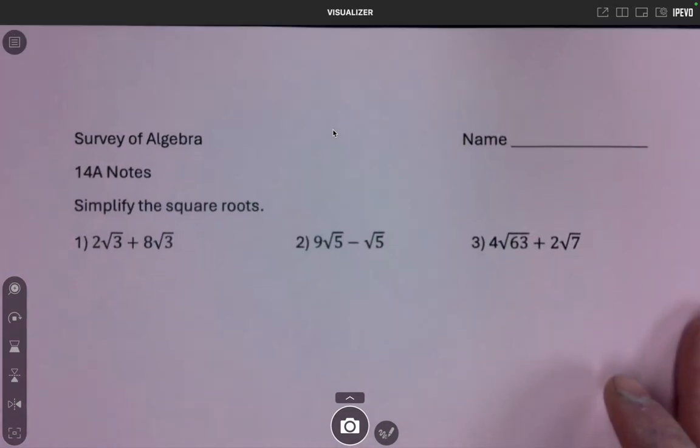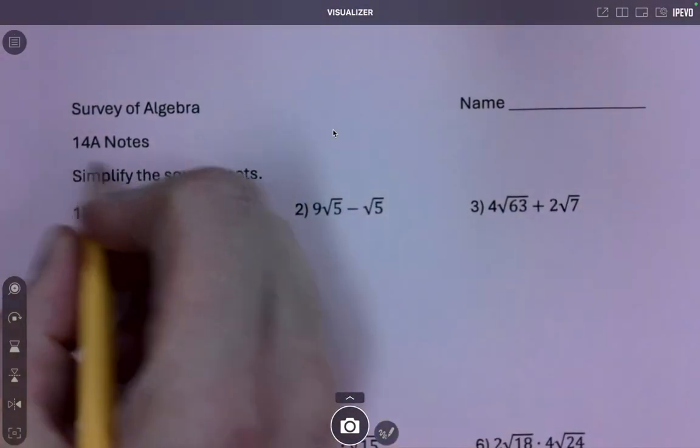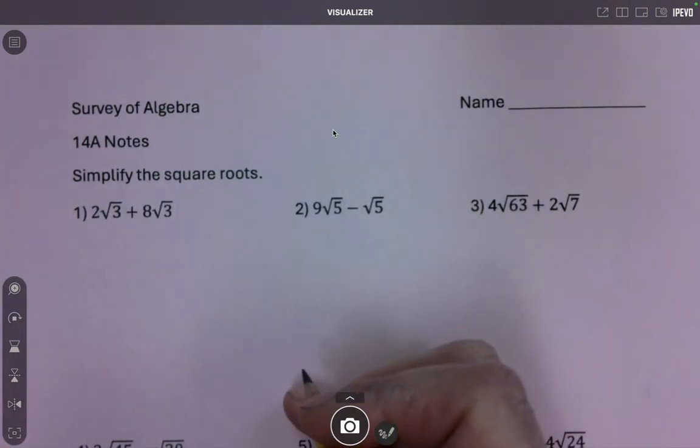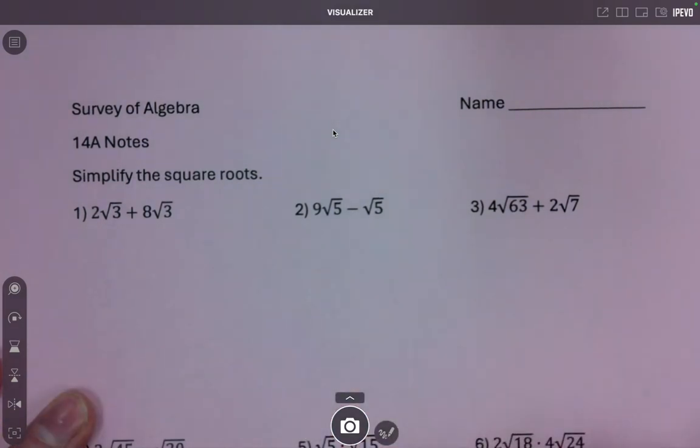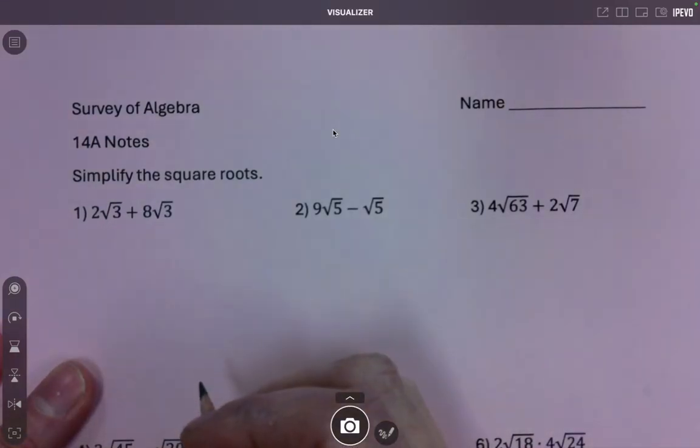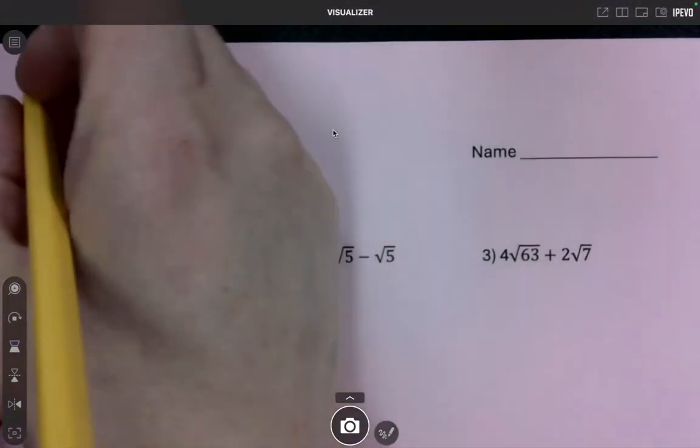Good morning, class. These are our notes. We're calling them 14A notes because we're in week 14. But really, what we're looking at is like radical terms, and we're continuing our work with simplifying square roots. So, first, just to do a quick review about like terms.